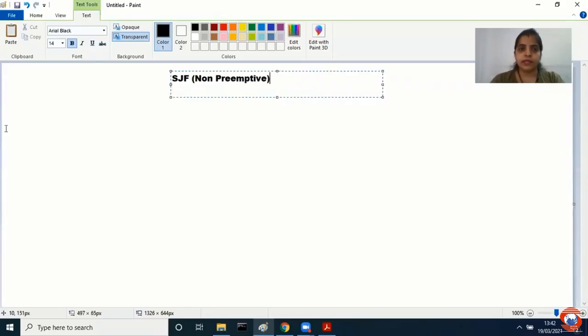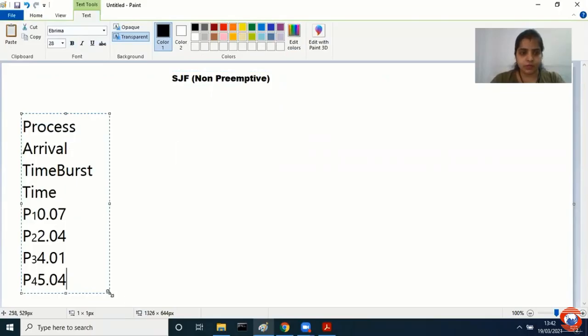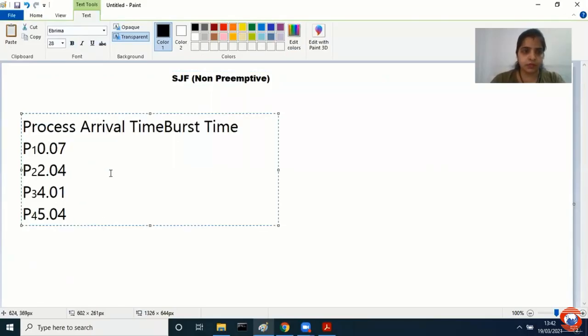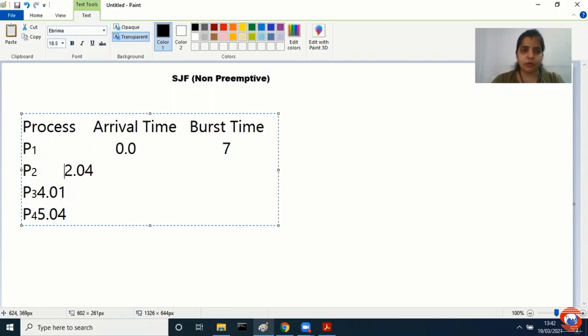I'll take the same example. So this is my process, arrival time and the burst time. Arrival time means just in the form of seconds.